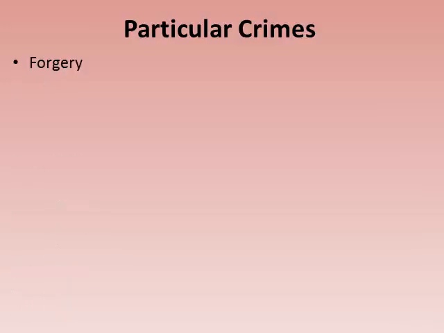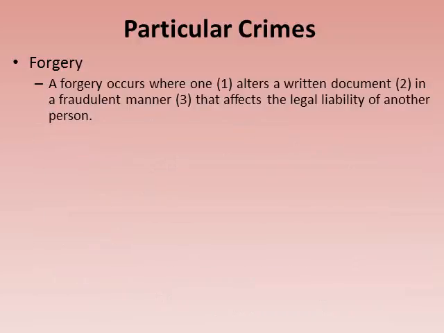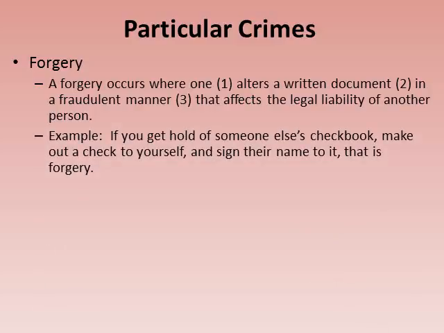Now we're really getting into crimes that are particularly relevant in the world of business. Forgery is a crime where somebody alters a written document in a fraudulent manner that affects the legal liability of another person. So we'll see this happen where, for example, you get a hold of someone else's checkbook, make out a check to yourself, and sign their name to it. That's forgery. So basically it's falsification of some kind of document. A lot of times it involves checks, but it can occur in various different situations. So we see that happen fairly frequently, unfortunately.